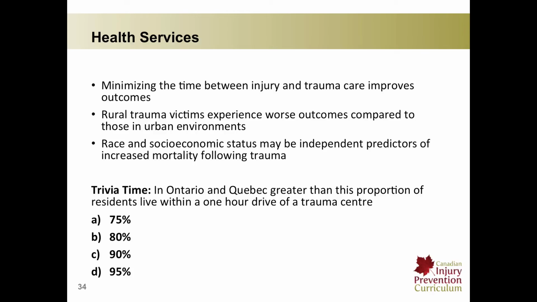The answer is B. In a study by Hamid et al., a total of 32 Level 1 or 2 trauma centers were identified across the country. And although Ontario and Quebec had 84.8% and 86.8% of the respective population within 1 hour's drive to one of these trauma centers, access to comparable centers in the Prairie and Maritime provinces was significantly lower.